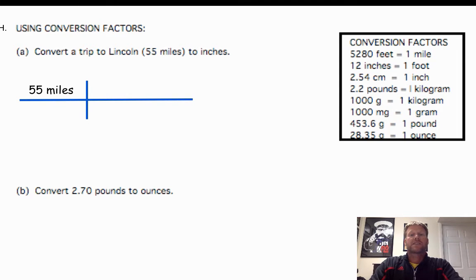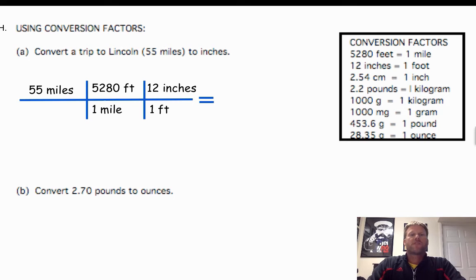We want to plug this conversion into our train track so that the miles cancel. In order to do that, 1 mile must go in the bottom grid on the train track, and then 5,280 feet goes in the top grid. You must perform one more conversion to get to inches. There are 12 inches in a foot. This time around we need to cancel feet. So 1 foot goes in the bottom grid while 12 inches goes in the top grid.